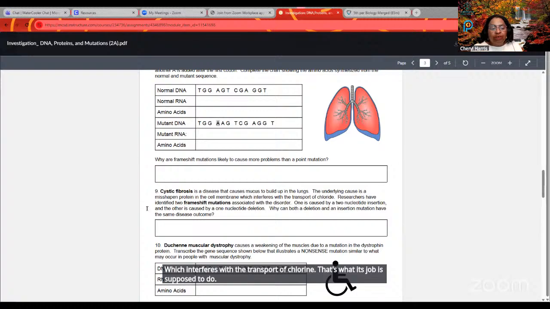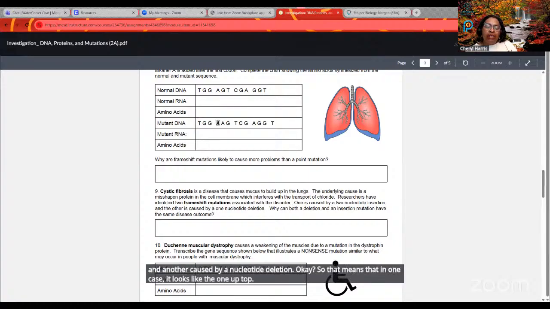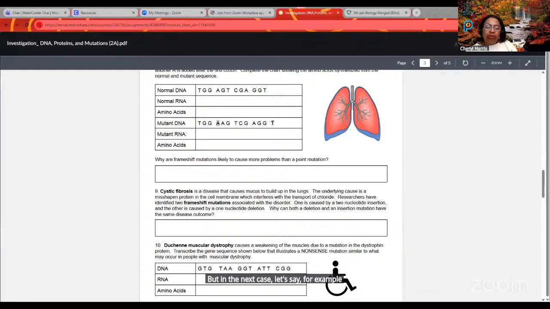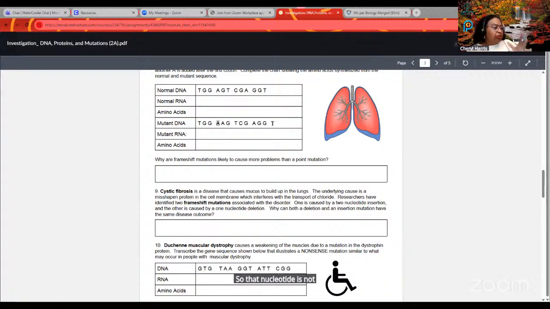All right, researchers have identified 2 frame shift mutations associated with this disorder, one associated with a nucleotide insertion, so that kind of looks like the one up here, and another caused by a nucleotide deletion. So in one case, it looks like the one up top. But in the next case, let's say, for example, instead of that T being there to go with the next triplet, that T disappears altogether. So that nucleotide is not there to help represent the other sequence that should have been there.